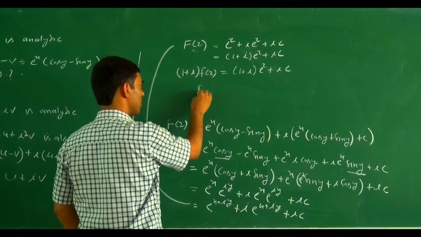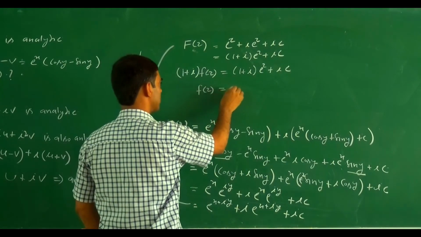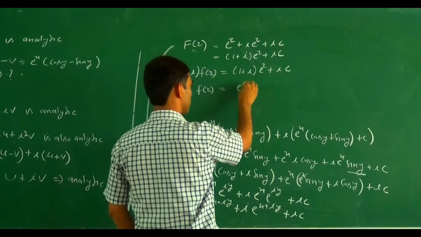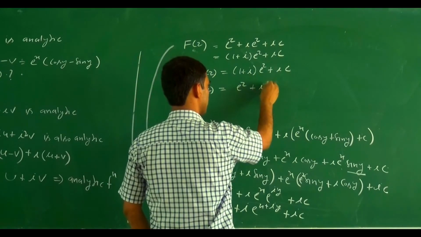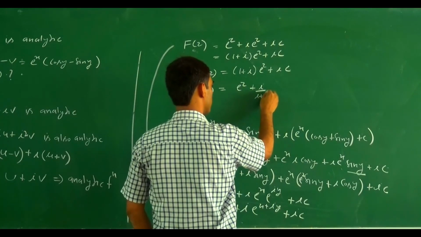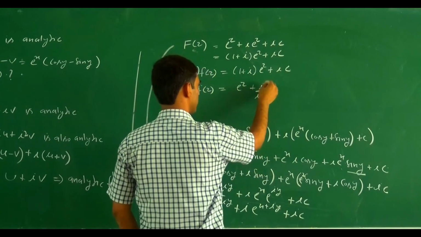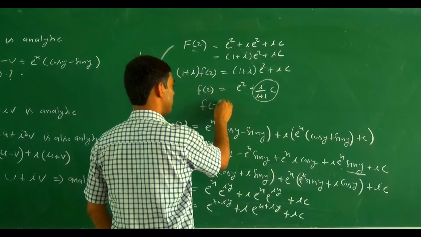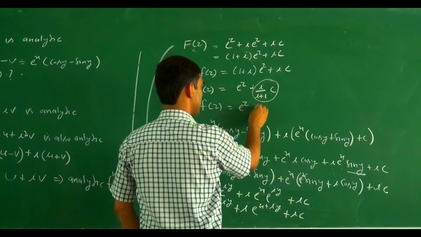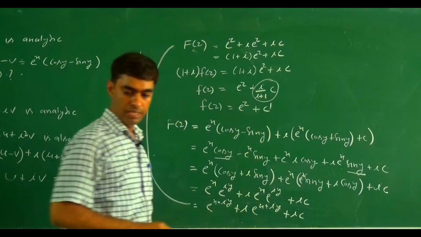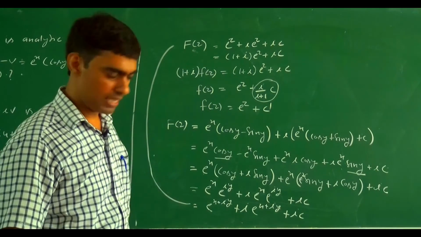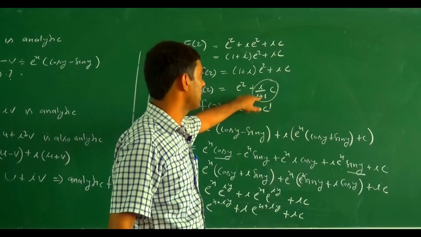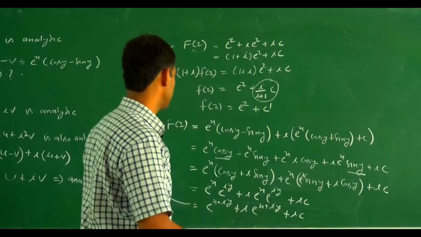Now what is the value of small fz? Now small fz becomes divided by 1 plus i, then this becomes e to power z plus i upon i plus 1 C. And if we denote this one by another constant, then what is the value? Fz equals e to power z plus C dash. C dash is what? C dash is i upon i plus 1 C.